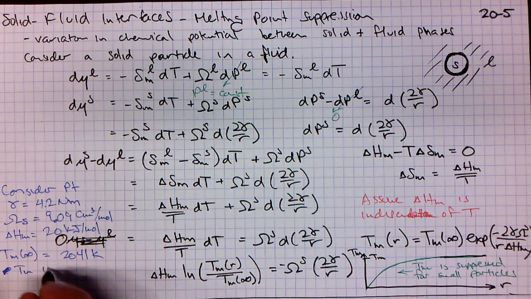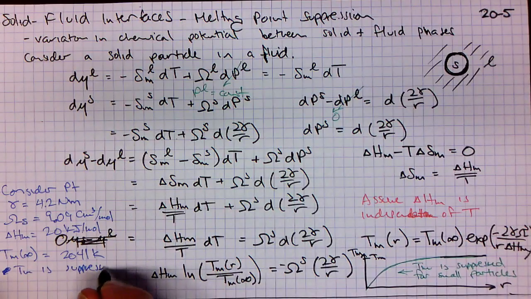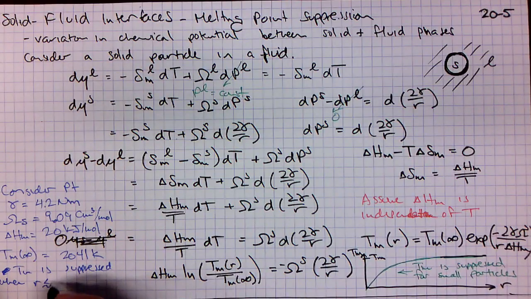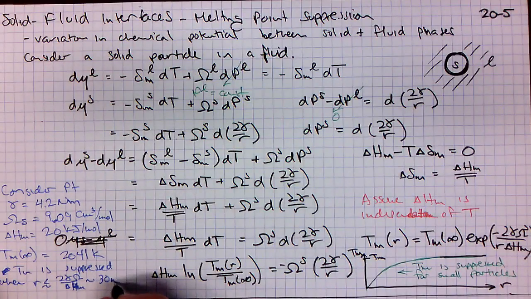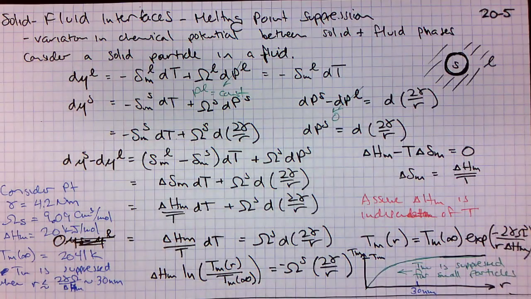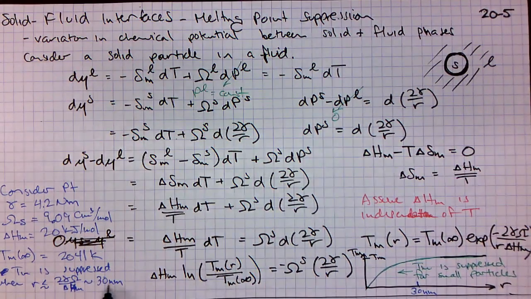T_m is suppressed when r is less than 2 gamma Omega over delta H_m, and that ends up being around 30 nanometers. So this point here would be around 30 nanometers for platinum. Below 30 nanometers, we'll see a significant effect. So this is a nanoscale effect, but it's a real effect. The melting temperature will be significantly changed if we go below 30 nanometers.